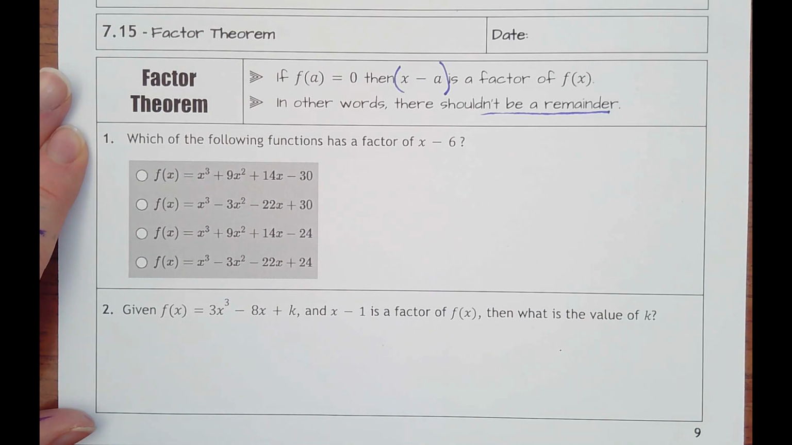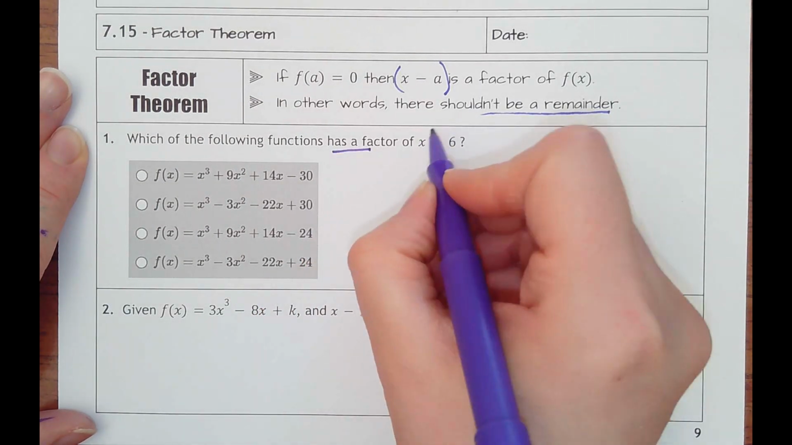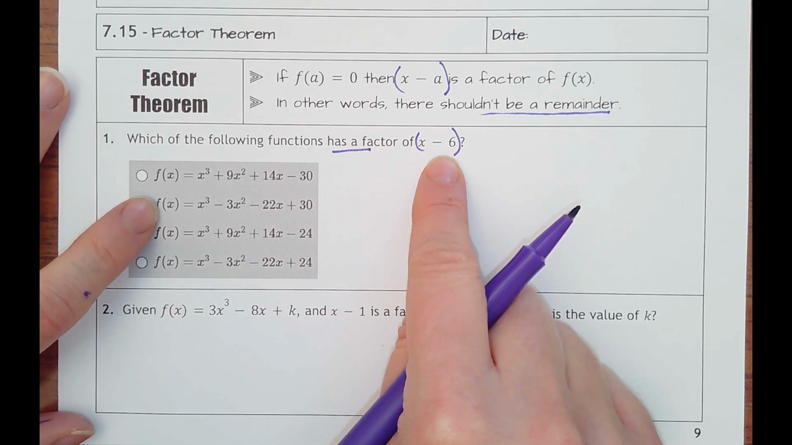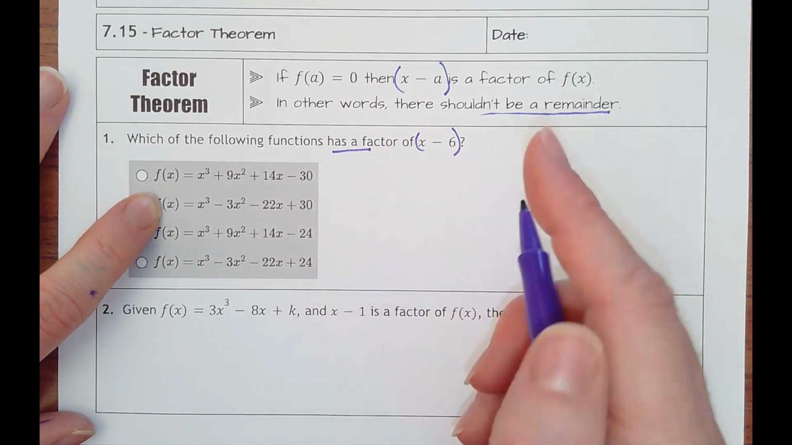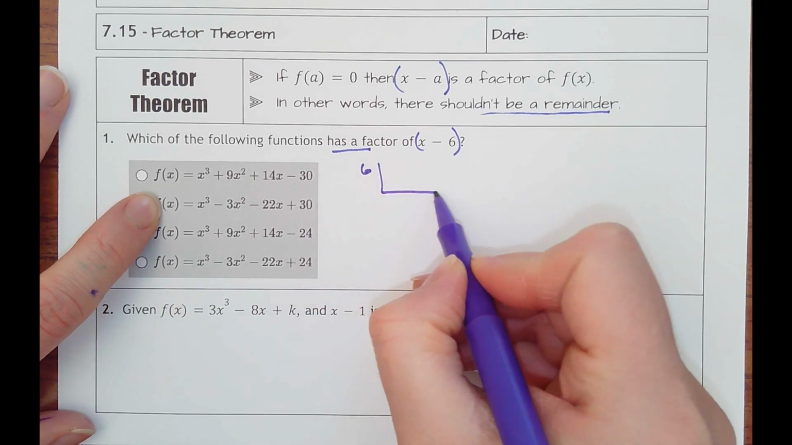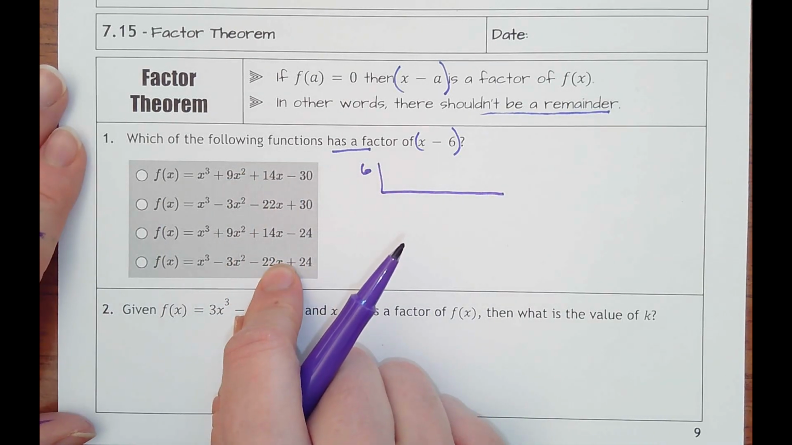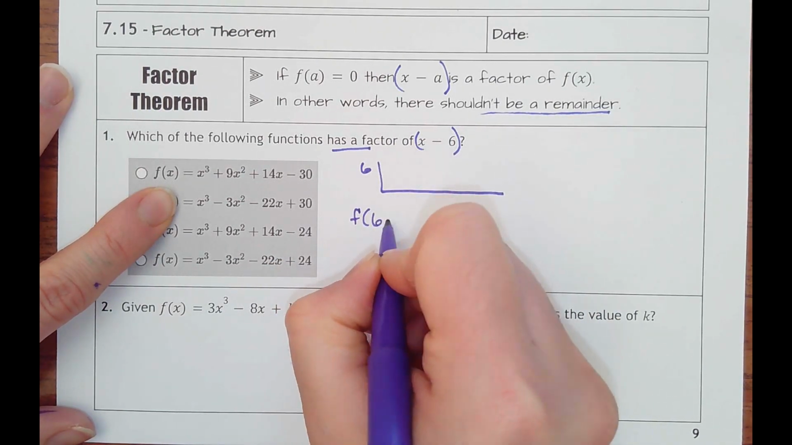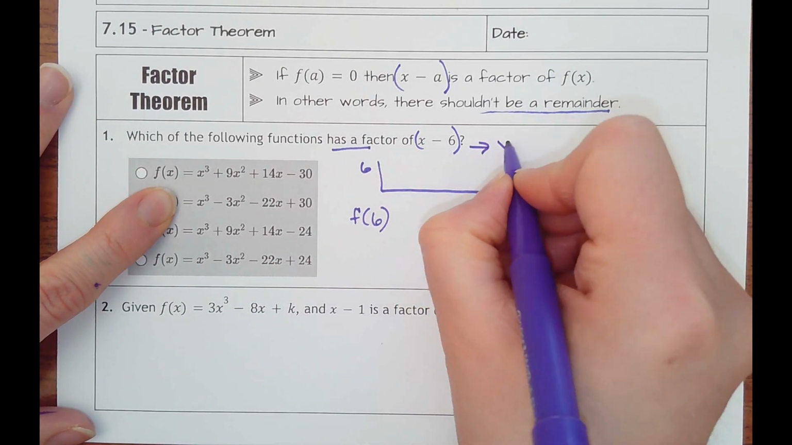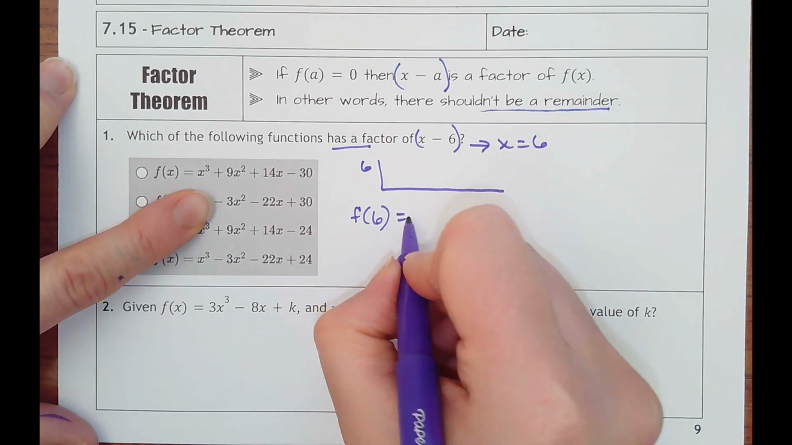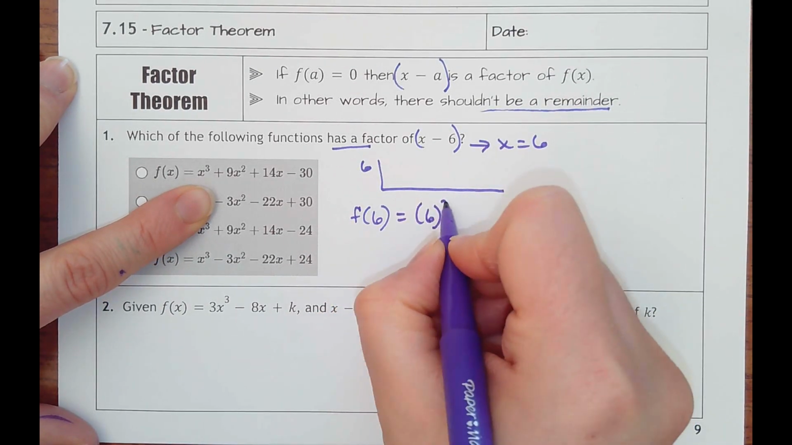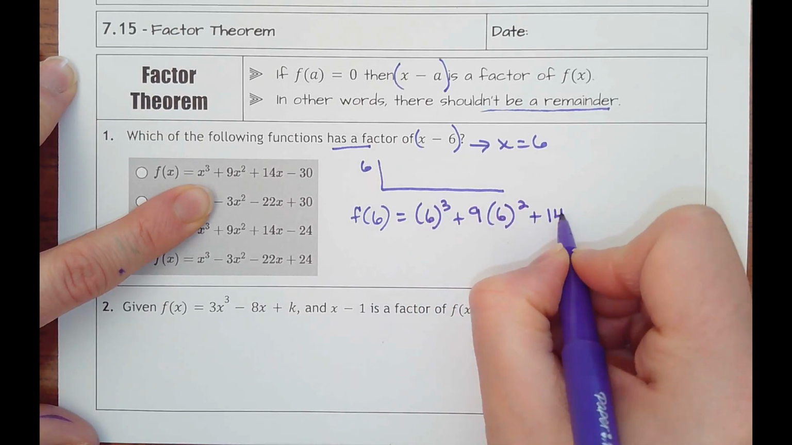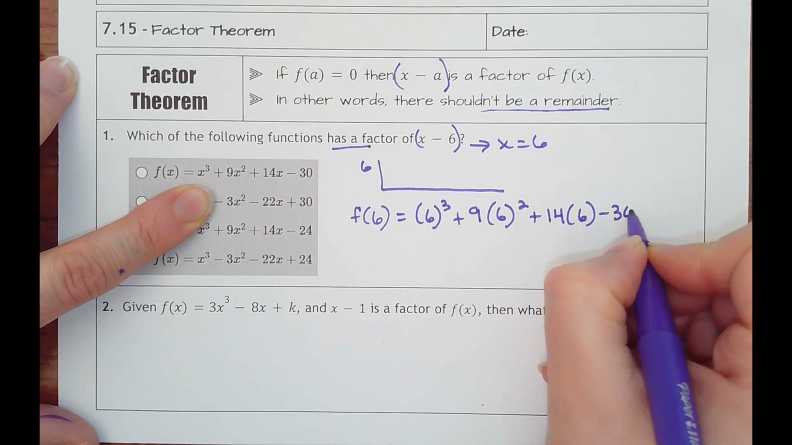Number 1 says, which of the following functions has a factor of x minus 6? So it might help you to put parentheses around that. And so, again, we could do synthetic division where we have our 6 and we do each of these, but that's going to take really longer than just plugging in f of 6. So this tells us to plug in x is 6. And so the first one would be 6 cubed plus 9 times 6 squared plus 14 times 6 minus 30.